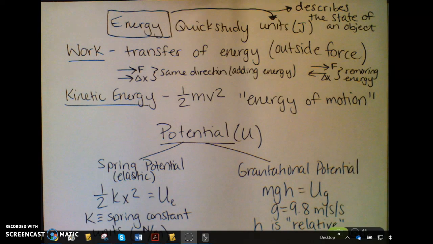Okay guys, you took in a lot of information today, so here is your energy quick study. I'm going to go over everything we did today as quick as I can.